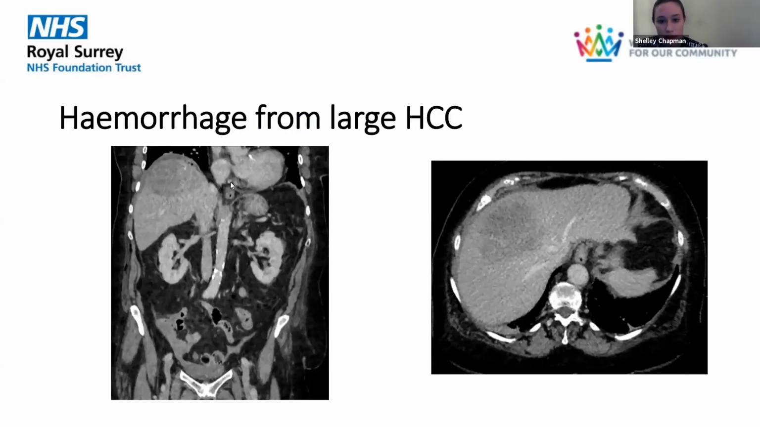So this is a patient who presented with hemorrhage, and you can see on this coronal CT scan that there's hyperdense abnormality in the pelvis in keeping with blood. And then at the top of the liver here, you can see this large low density abnormality. And this corresponds to this abnormality on the axial slice, and again, a large hypoenhancing lesion in the liver.